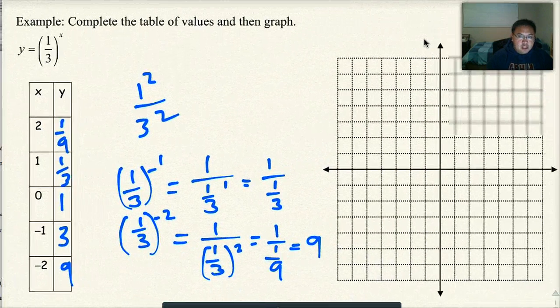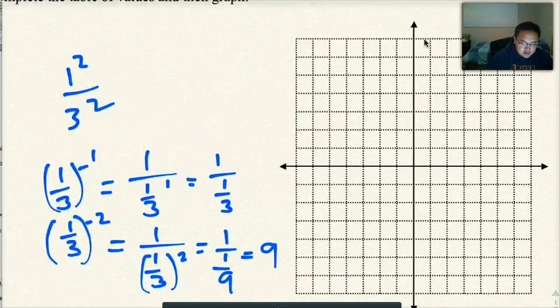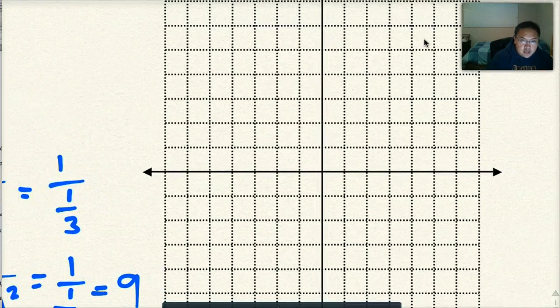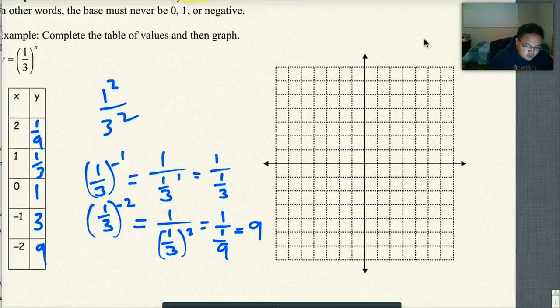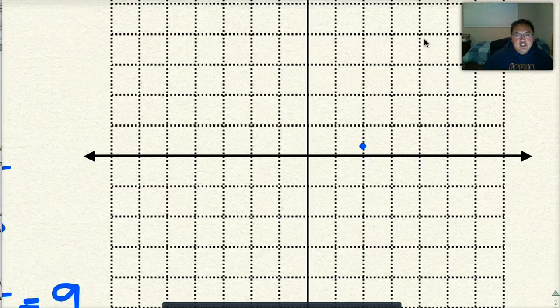Now, if you remember from algebra, now I could graph it. So at 2 it is 1/9, and some of you are saying, how do I do 1/9 on a graph? Well, 1/9 is very tiny, so you see that that dot is at 2, 1/9. At 1 it is 1/3, which is even bigger than that, so there you go. At 0, you know that it's 1.